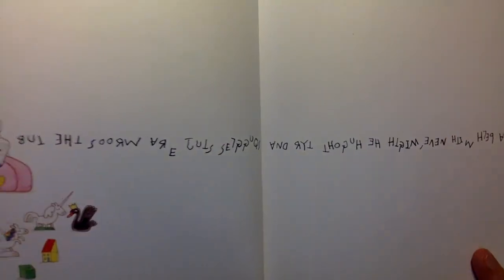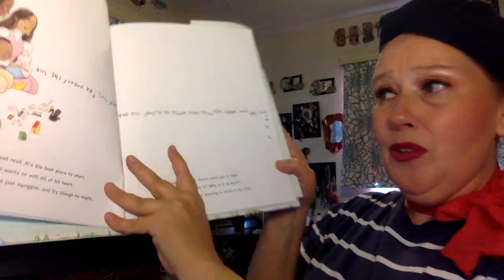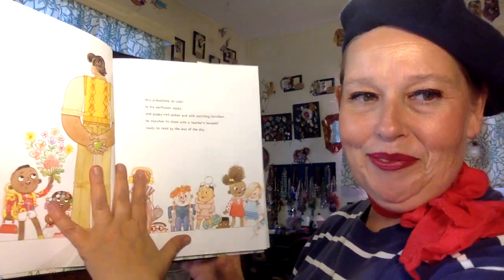So he really wants to learn how to read, but the words come out all jumbled and wrong and backwards, and it's difficult. So he goes back to drawing.